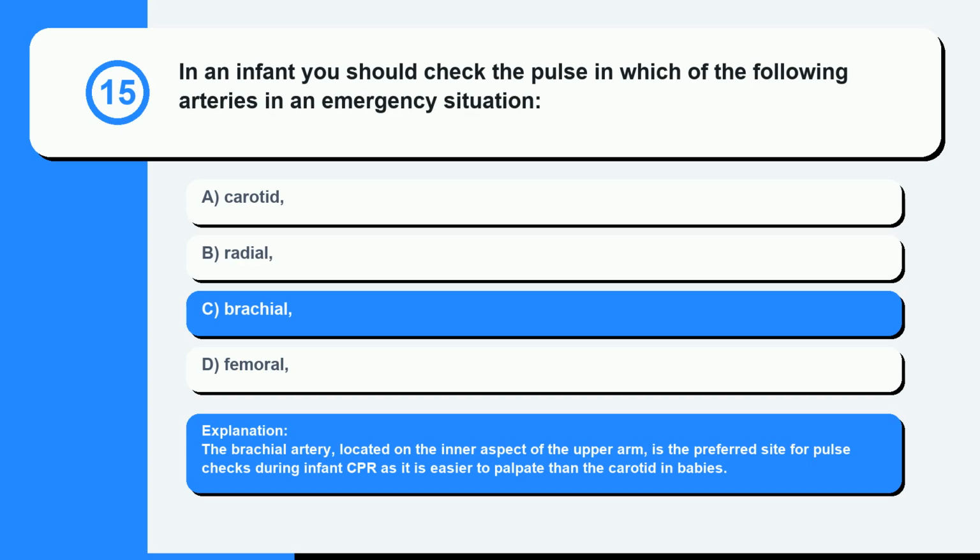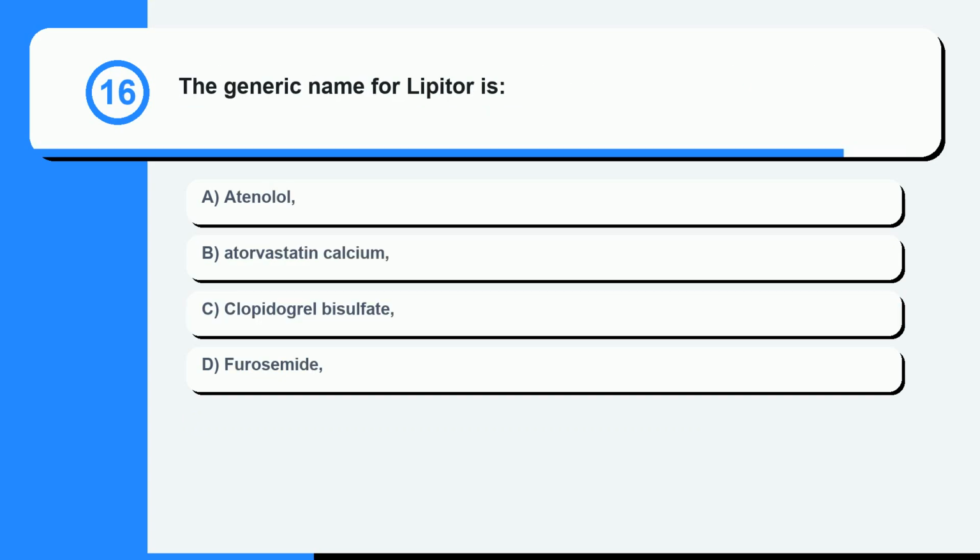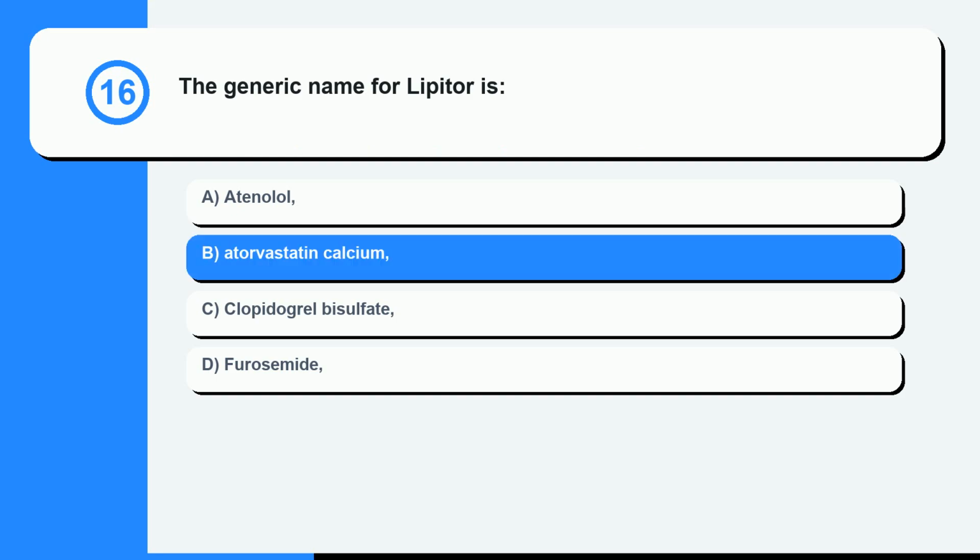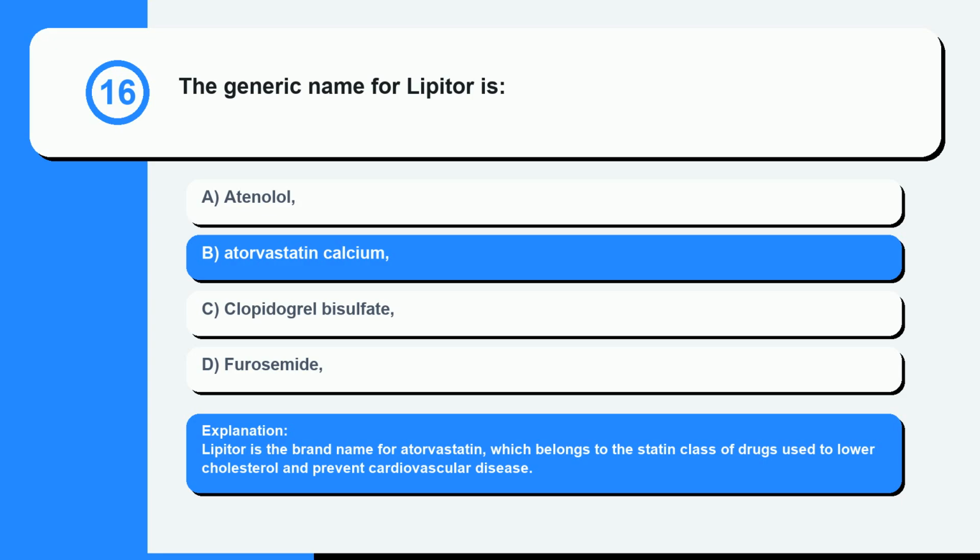Question 15. In an infant, you should check the pulse in which of the following arteries in an emergency situation? A. Carotid. B. Radial. C. Brachial. Or D. Femoral. The correct answer is C. Brachial. The brachial artery, located on the inner aspect of the upper arm, is the preferred site for pulse checks during infant CPR as it is easier to palpate than the carotid in babies.